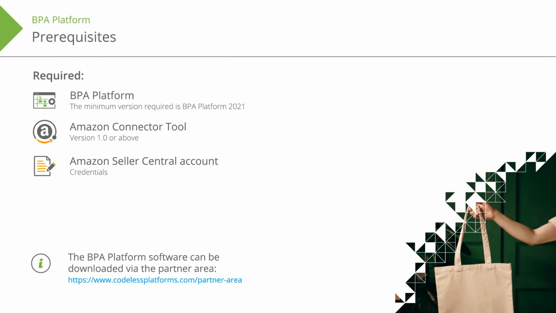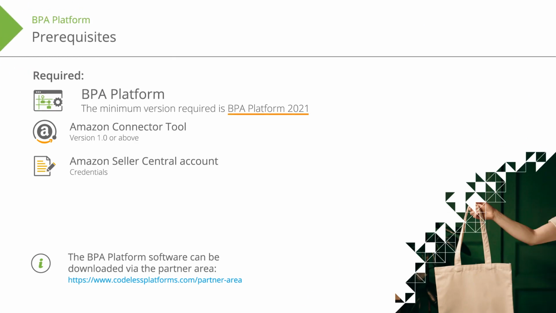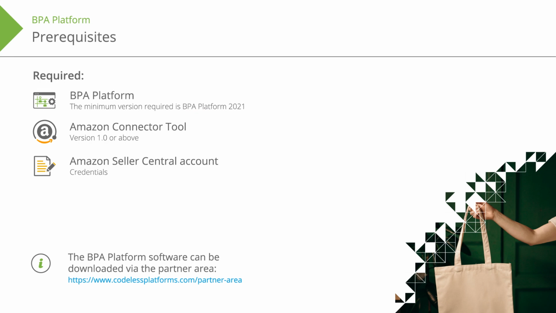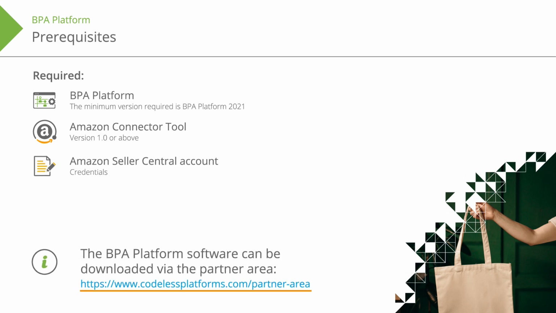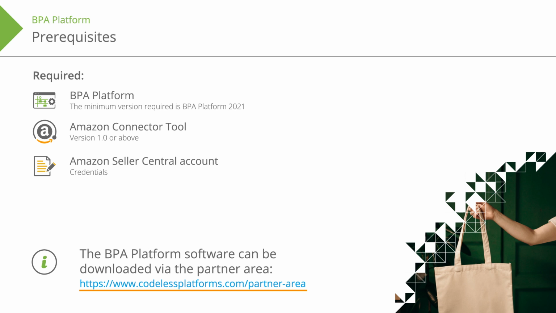You will require BPA Platform 2021 or above, the Amazon Connector tool, and an Amazon Seller Central account and credentials. The BPA Platform related software can be downloaded via the partner area on the Codeless Platforms website.